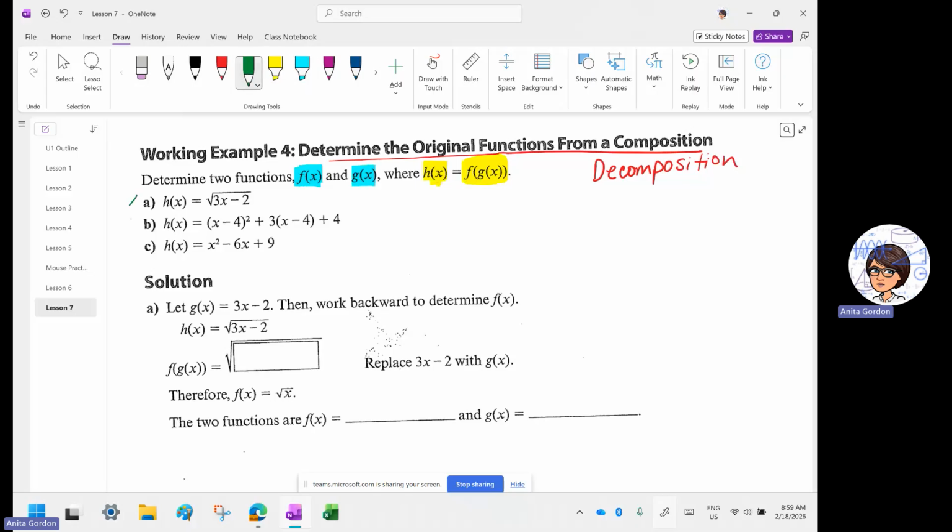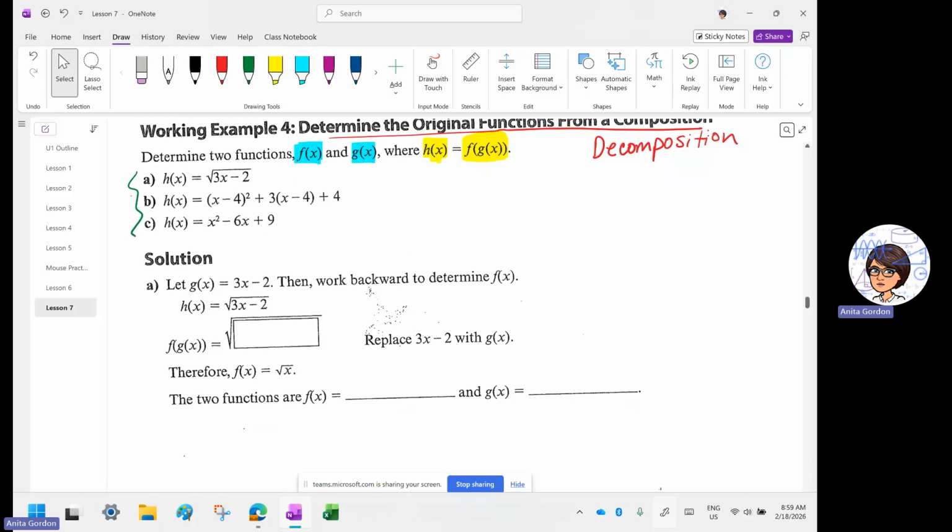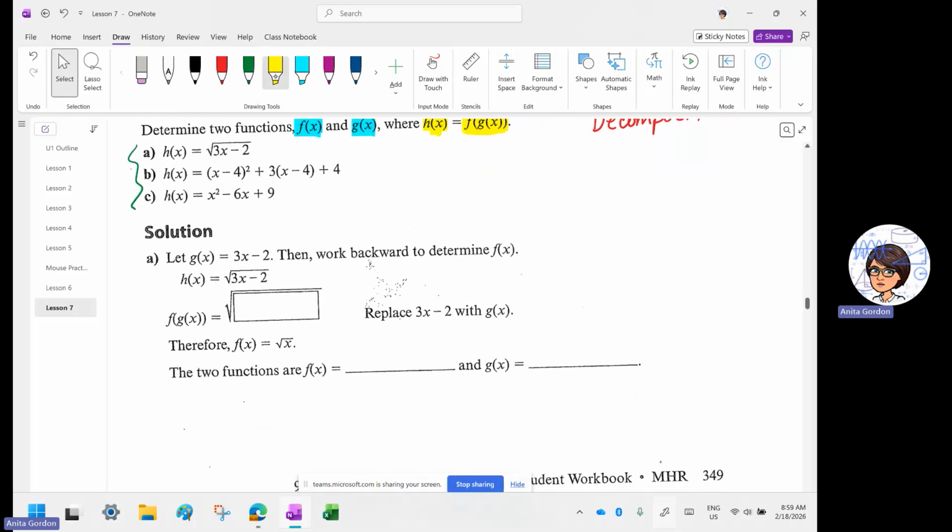So here are three examples of composed functions. We want to be able to go backwards and decompose them. So if we look at h here, what is a function that we see? Perhaps two functions that we see. I see a square root sign, which represents one function, and I also see a linear. There's 3x minus 2 represents a linear function on the inside.